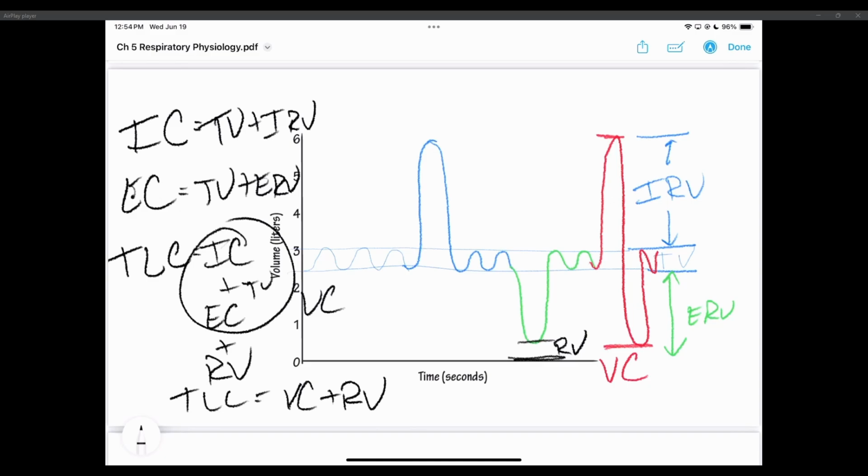Okay, it includes all the air, your vital capacity, all the way in, all the way back out. But remember, there's still a little bit of volume of air left in the lung. That's your residual volume. Residual volume plus vital capacity equals your total lung capacity. So capacities are always two volumes added together. The volumes are just the plain volumes by themselves.